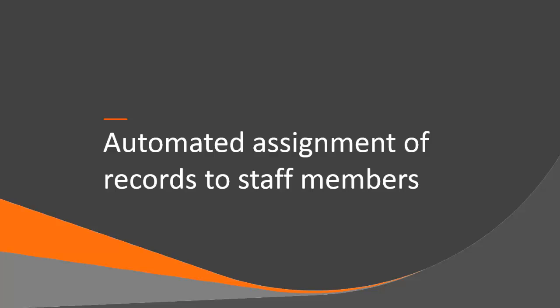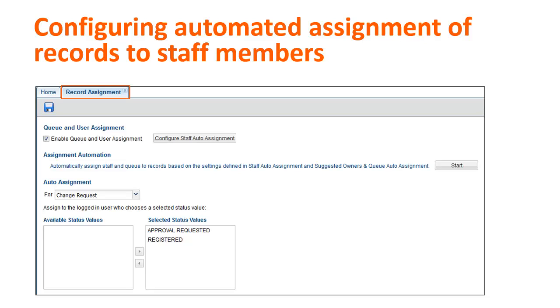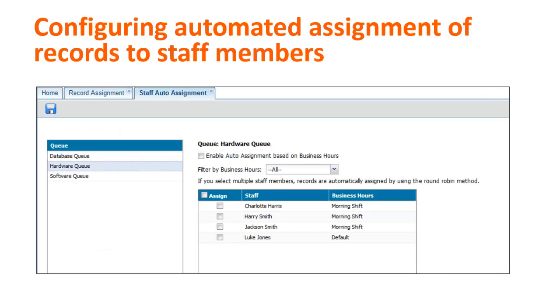Let's see how you can configure automated assignment of records to staff members. To configure automated assignment of records to staff members, navigate to Remedyforce Administration, Application Settings, Record Assignment. On the Record Assignment tab, if you have already selected the Enable Queue and User Assignment checkbox, the Configure Staff Auto Assignment button is displayed. On the Staff Auto Assignment page, a list of active queues with staff members belonging to the queues is displayed.